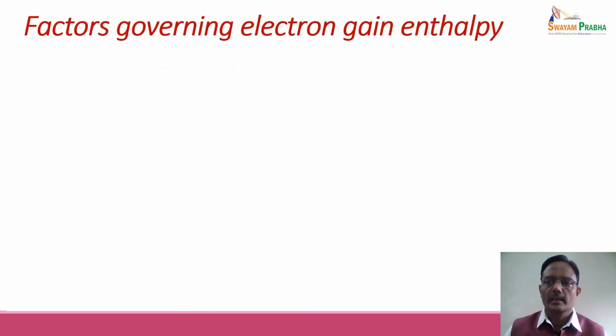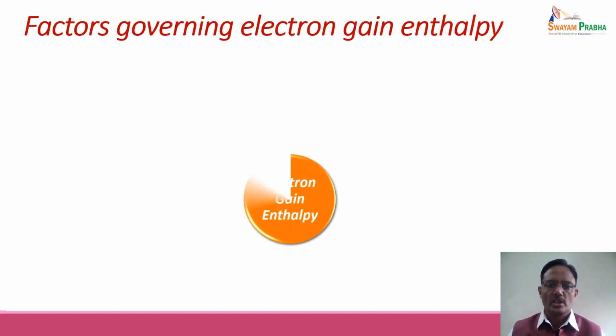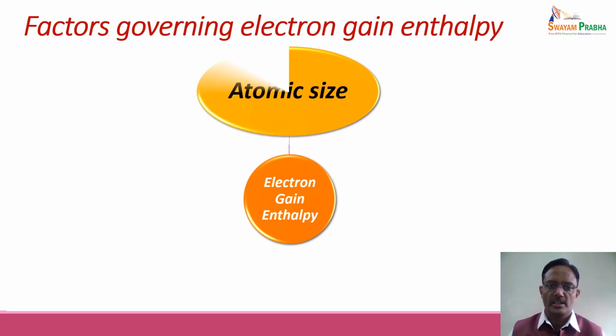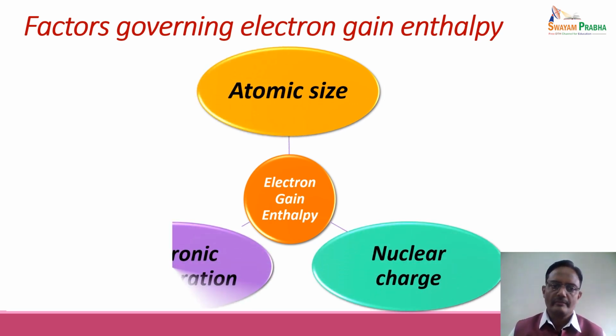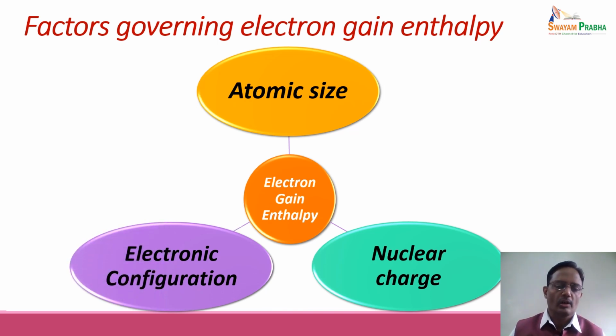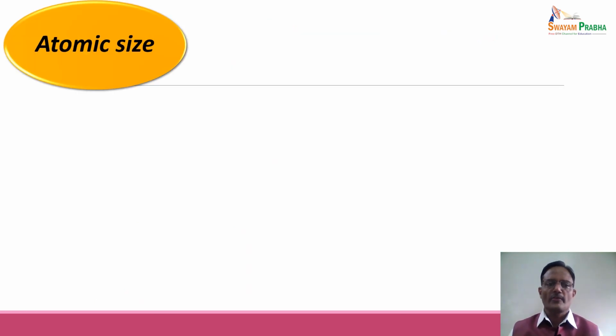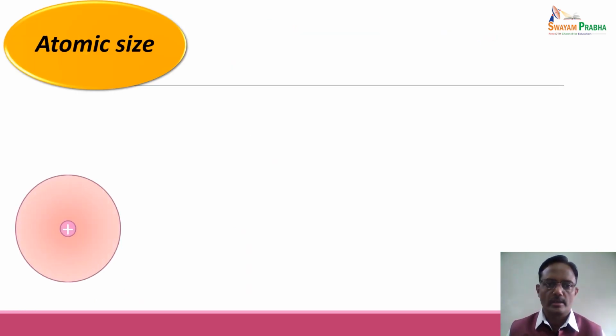Now let us see what are the factors which govern electron gain enthalpy. The first factor which governs the electron gain enthalpy is the atomic size. The second one is the nuclear charge, and the third one is the electronic configuration. We'll try to explain all these factors in detail. The first factor is the atomic size.